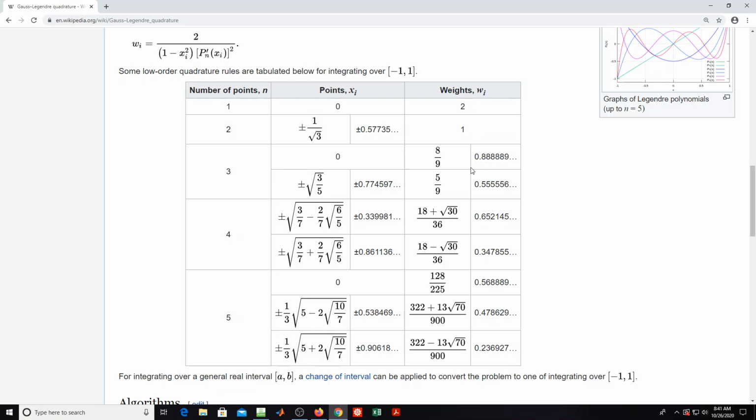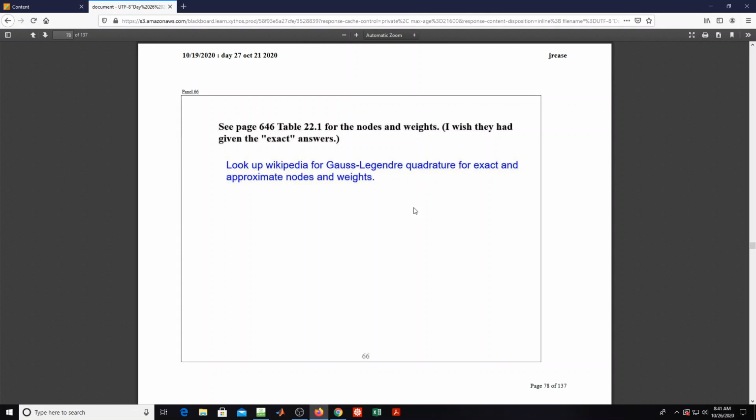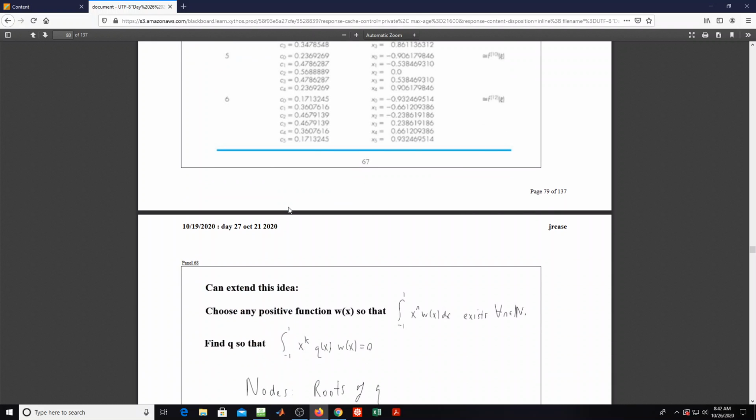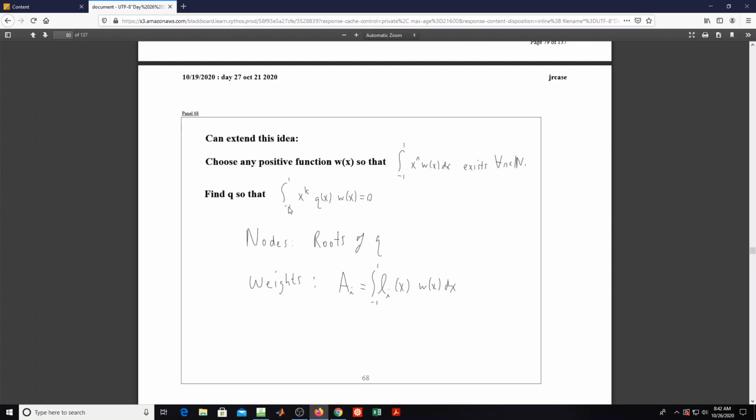You don't have to just approximate polynomials. You can approximate any function pretty well. There's also one at Wolfram MathWorld that is also beneficial. Here's what they say, and engineers, can't you give us some exact answers? You don't always have to put everything in decimals. Okay. And you can extend this to any positive function so that it works.